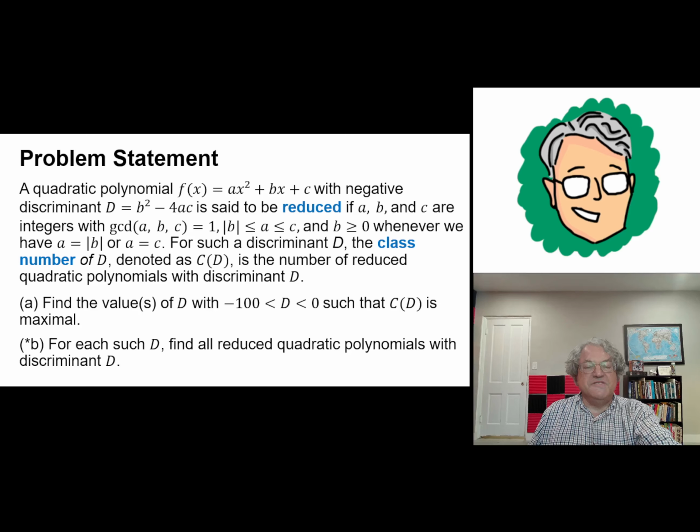Anyway, what the problem is asking for here is, first of all, for part A, I'm asking you to find all the value, or possibly multiple values, of the discriminant D with D between -100 and 0, such that the class number C(D) is maximum. And then for part B, I put a star here. I don't know why I put a star here, because actually I think part A is the hard part. But then I say for each such D, find all the reduced quadratic polynomials with this discriminant.